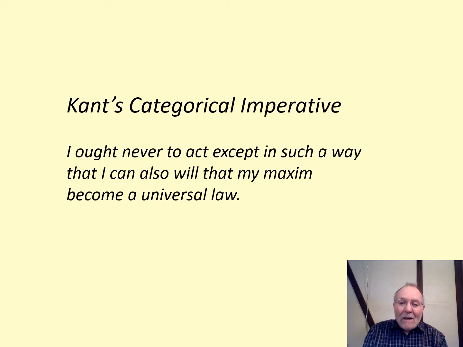Immanuel Kant is the one who wrote about this primarily in the 19th century. And he said, I ought never to act except in such a way that I can also will that my maxim become a universal law. That is to say, if it's okay for me to do it, it's okay for anybody else to do it when they're in exactly the same situation. And that's called Kant's categorical imperative.